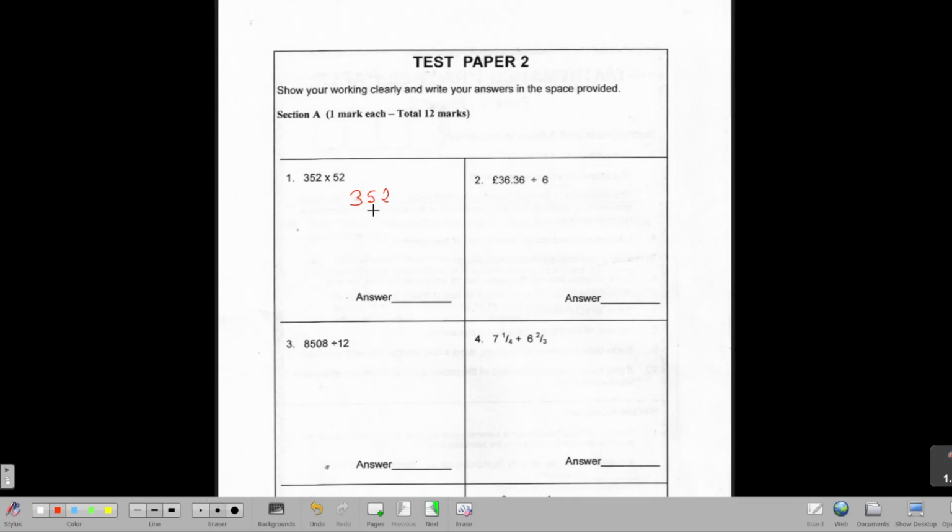352 multiplied by 52. Multiply by 2 first. Then you multiply by 50, bring the 0 down. 5 times 2 is 10. 5 times 5 is 25 plus 1 is 26. 5 times 3 is 15 plus 2 is 17. Add them together. 4, 0. 7 plus 6 is 13. You carry the 1, 8, 1.